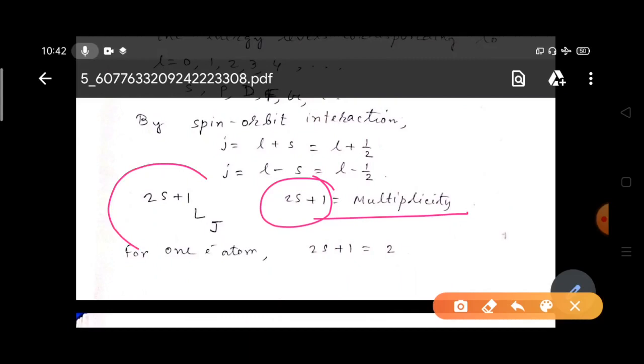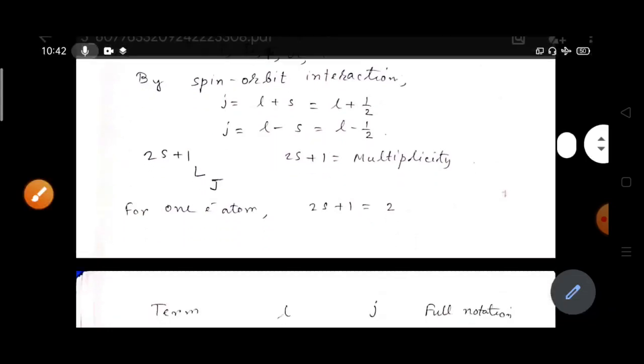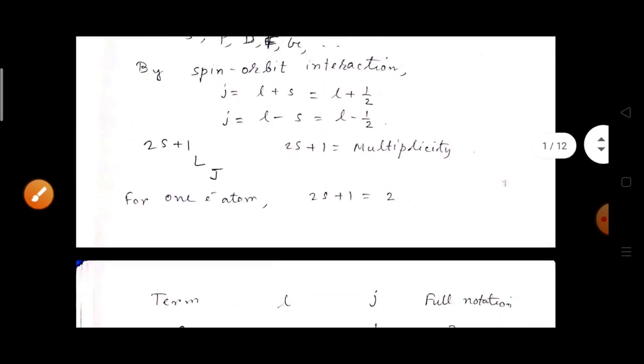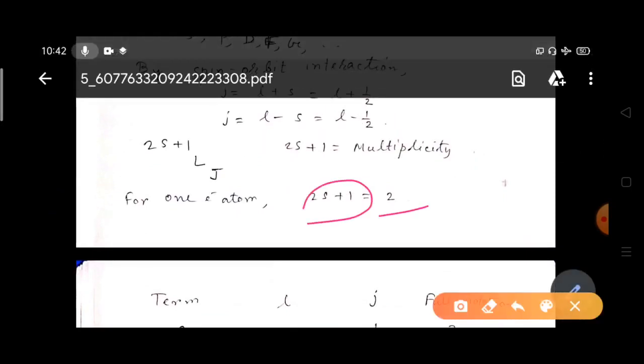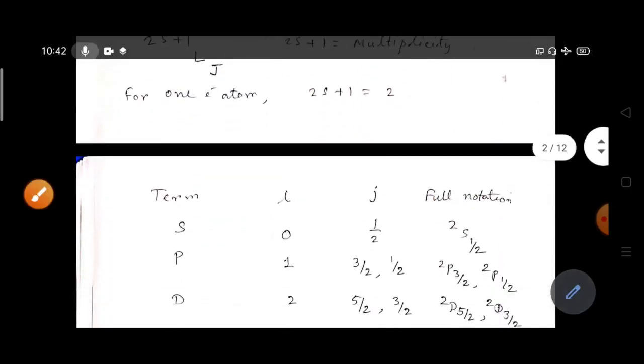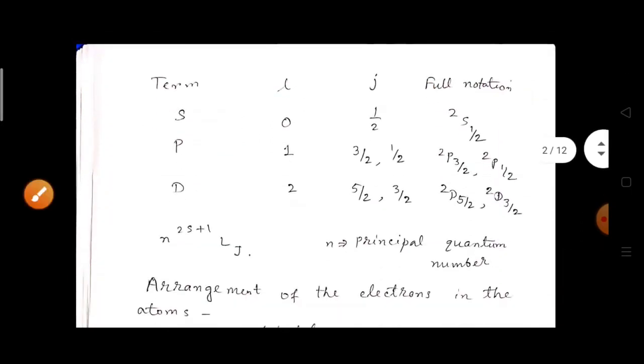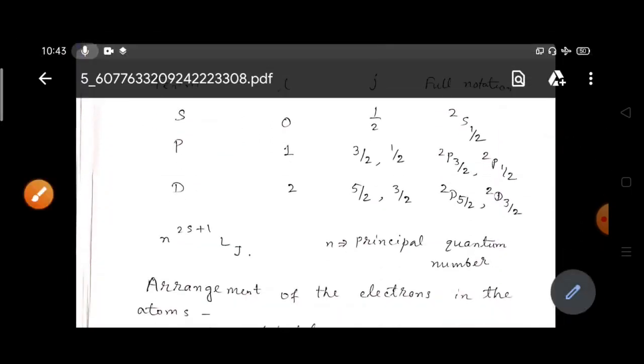So this is the spectroscopic notation to find the spectroscopic term values. Here it is 2S plus 1, then the L value, and then the total angular momentum J: 2S+1 L J, where 2S plus 1 is the multiplicity. For a one electron atom, 2 into S plus 1 will be 2, because 2 into half plus 1 is 2. So now the term values for the S, P, D different L values.